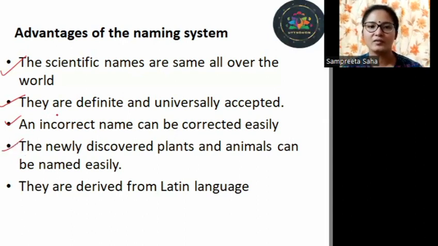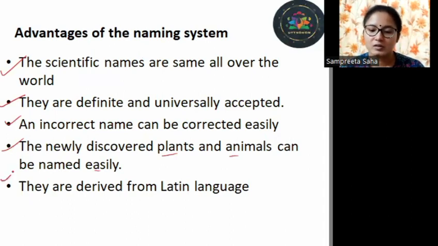We already have one name for one organism. So if there is a repetition, we will be quickly able to identify it. And since we already have the list of names, the newly discovered plants and animals can be named easily. We are assigning a new name to it. Obviously, it's not random. We observe the characteristics, and we put them into several hierarchical levels. I'll be discussing taxons and taxa in the next lecture. So there you will understand that the naming is not random. We observe the characters also.